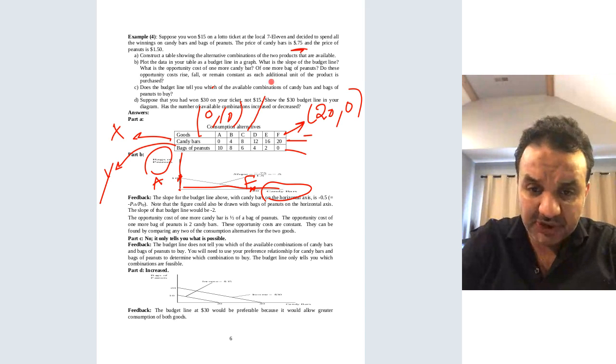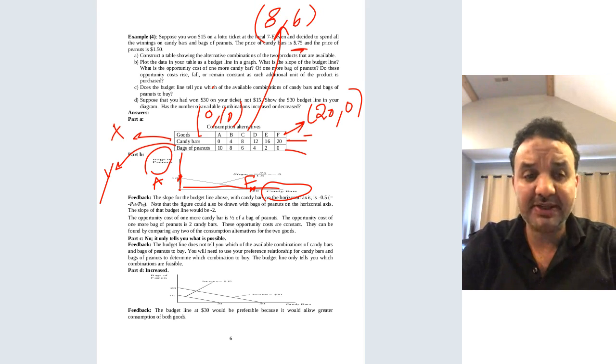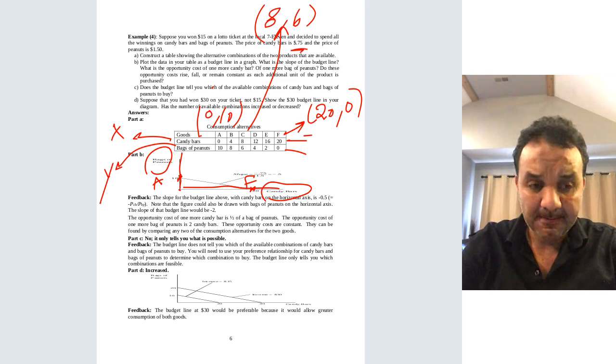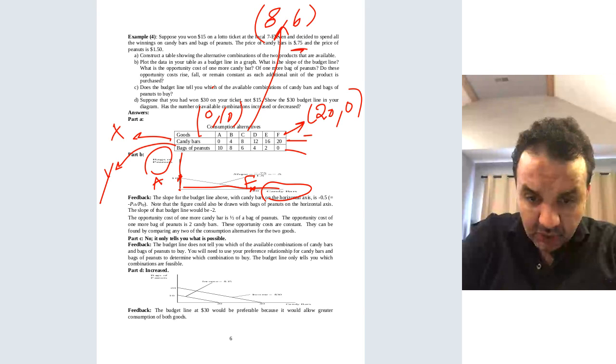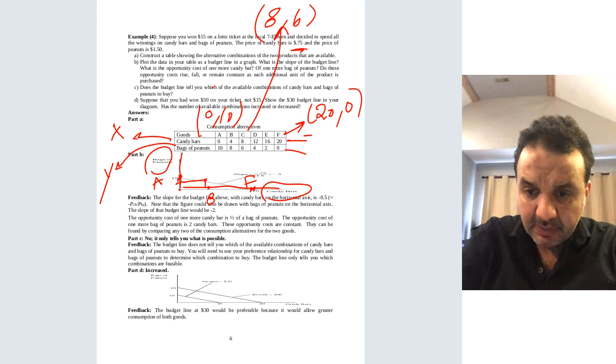So let's say, for instance, point C. Point C is 8 candy bars and 6 peanuts. So 8 is my x-axis and 6 is my y-axis. So point C will be 8 and 6. So let's say this is 8 and let's say this is 6. Okay, so this is point C.